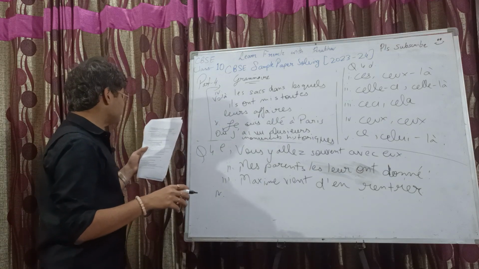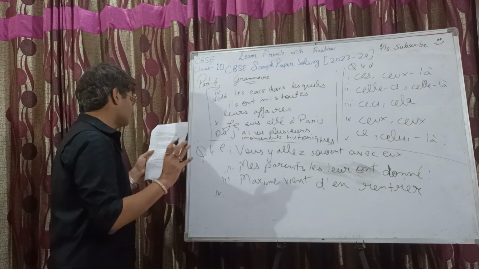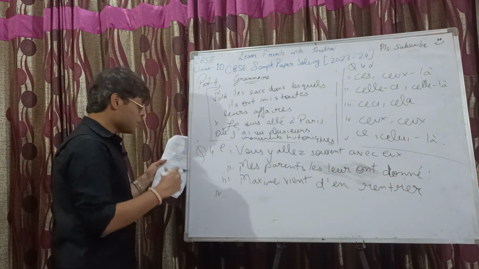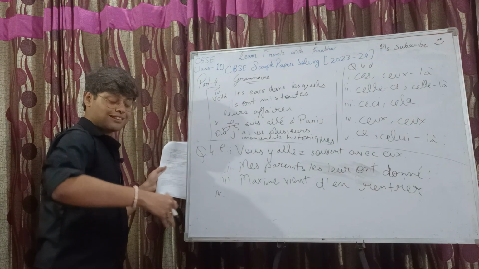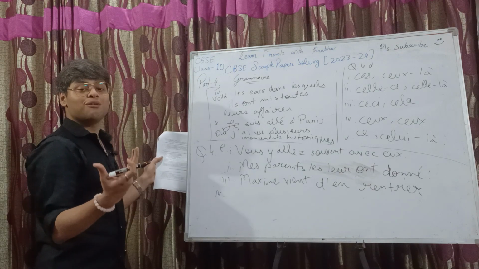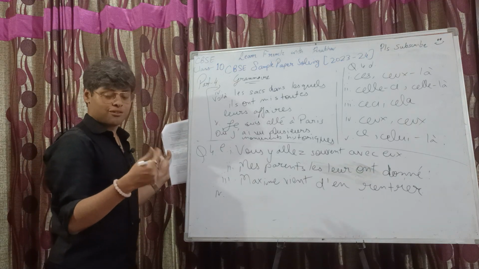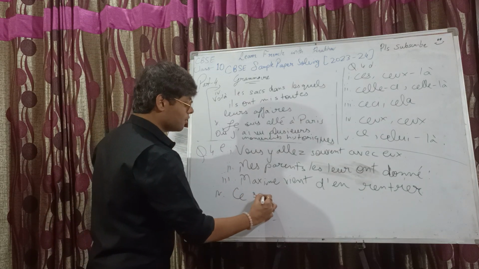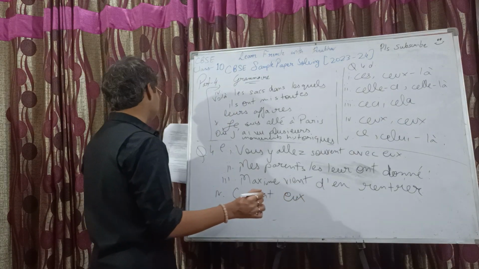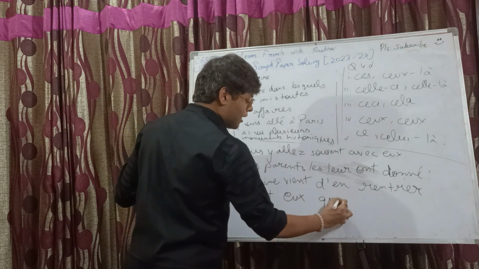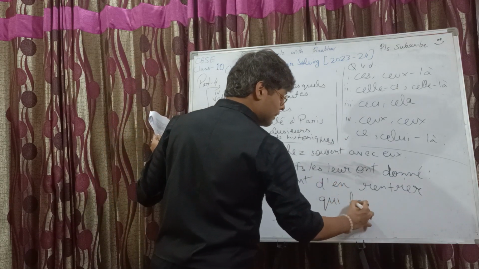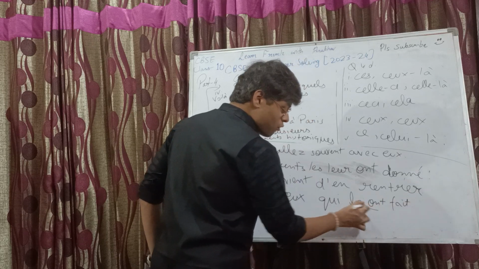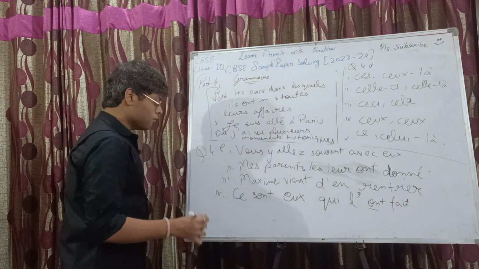Fourth. Ce sont mes étudiants qui ont fait ce projet. Ce projet, very easy, COD. Ce sont mes étudiants. Look at the placement. You must have seen sentences like c'est moi, c'est toi, c'est lui, c'est elle. So what are we doing here? We are putting the emphasis, right? So, ce sont mes étudiants, ce sont eux. These are them. Ce sont eux qui l'ont fait. Ce projet, COD, so on fait, beginning with a vowel, so it becomes l'apostrophe.